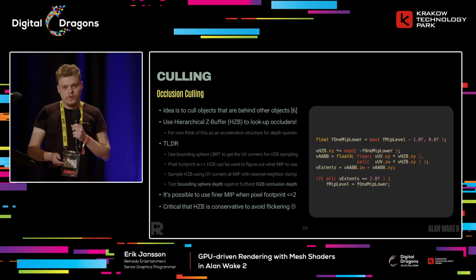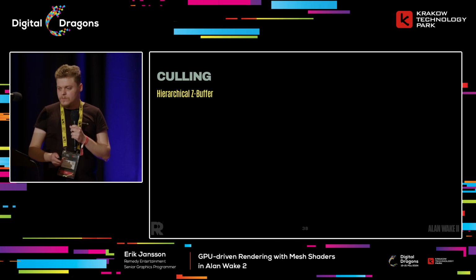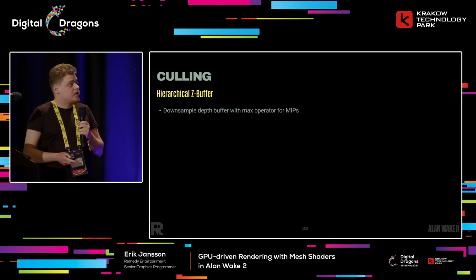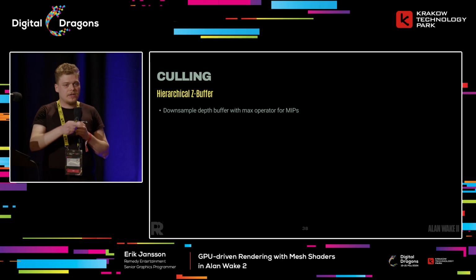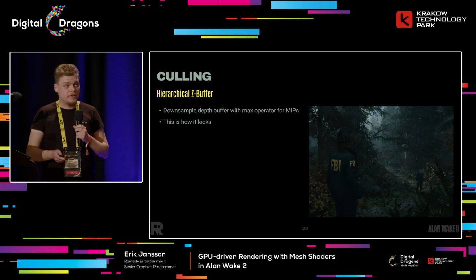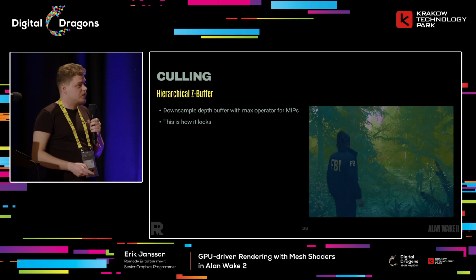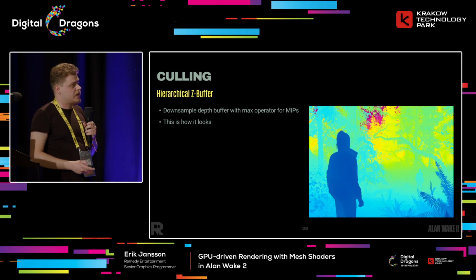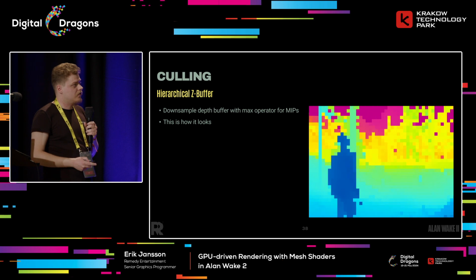So how do you build a good hierarchical Z buffer? Let's talk a bit about that. The general idea here is to take a depth buffer and do a max downsampling and then produce MIPs from that. This is how it looks like. So the same usual scene. This is the depth visualized as a heat map, and this is how each MIP level looks like.